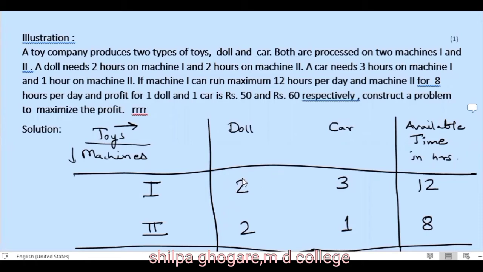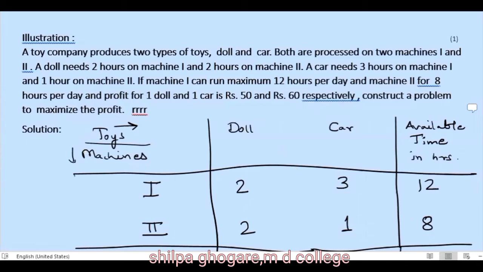A toy company produces two types of toys, doll and car. Both are processed on two machines, 1 and 2. A doll needs 2 hours on machine 1 and 2 hours on machine 2. A car needs 3 hours on machine 1 and 1 hour on machine 2. If machine 1 can run maximum 12 hours per day and machine 2 for 8 hours per day, and profit for one doll and one car is rupees 50 and rupees 60 respectively. Construct a problem to maximize the profit.